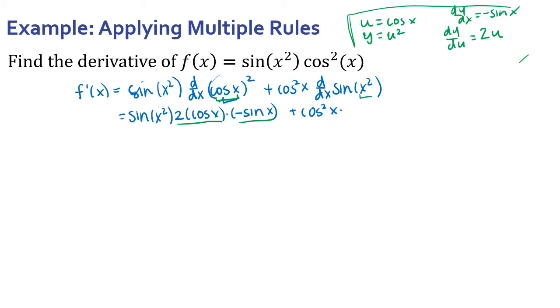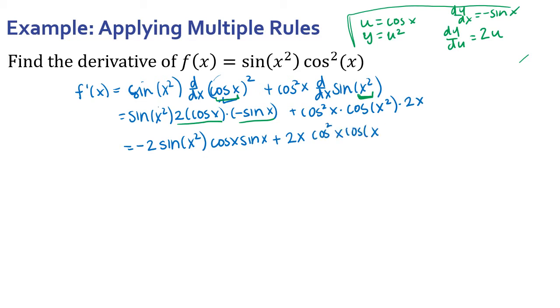Okay, here I've got my inside function is x squared and my outside function is the sine function. So the derivative of the sine function is cosine, with respect to the inside, times the derivative of the inside. All right, so that's going to give me, I'm going to move negative 2 sine of x squared times cosine of x times sine of x plus, I'm going to move that 2x out front. So 2x times cosine squared x times cosine of x squared. And it will stay just like that.